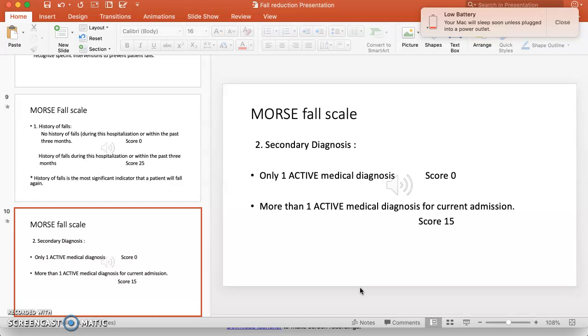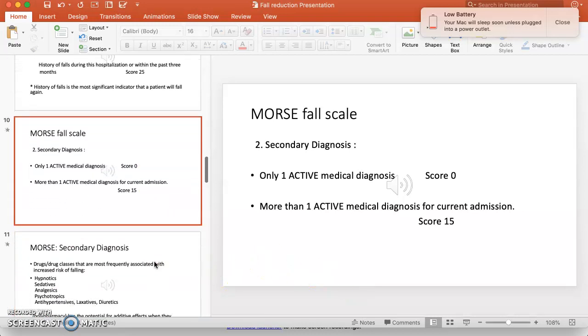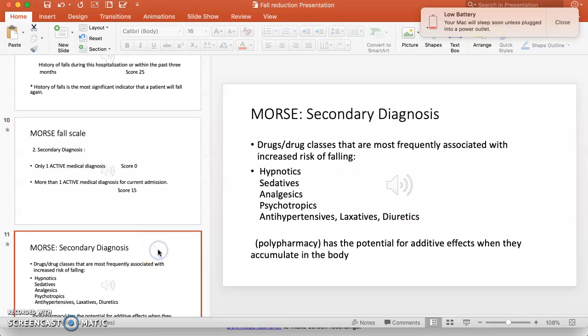The secondary diagnosis is the second variable. If they only have one medical diagnosis, we're going to score them a 0. If they have more than one active medical diagnosis, we'll score them a 15. So what they're really asking here is, how many meds is your patient on? Because we all know that polypharmacy has the potential for additive effects when they accumulate in the body, and that can increase risk of falls.